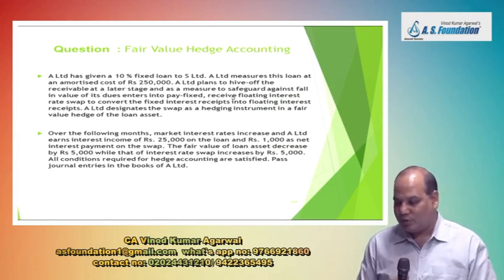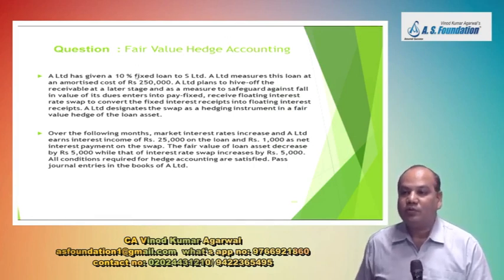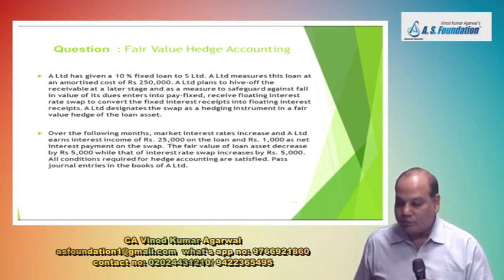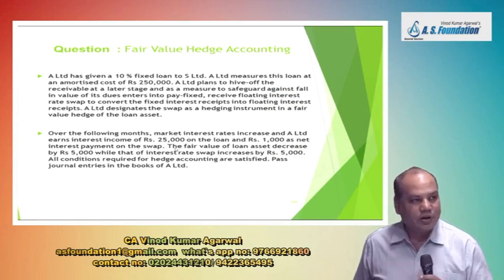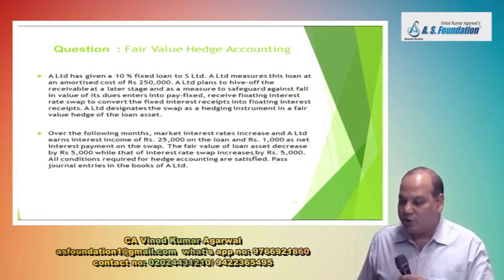Same problem. I am not explaining because it is the same. Over the following months, market interest rate increases and A Limited earns rupees 25,000 on the loan. How did they get this 25,000? 10% of 2,50,000. In some exams, they don't give these numbers. They will just say pass journal entries. They will give you this 1,000 figure, but they will not give you 25,000 because this you can calculate. The fair value of the loan asset decreased by 1,000 and fair value of the interest rate swap increased by rupees 5,000. All conditions of hedge accounting are satisfied.